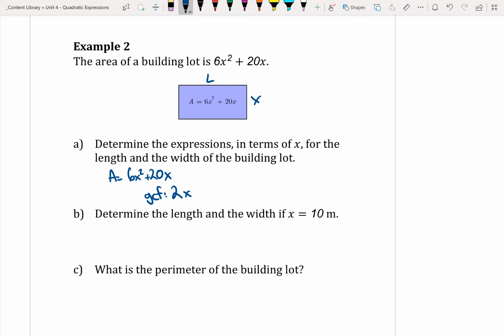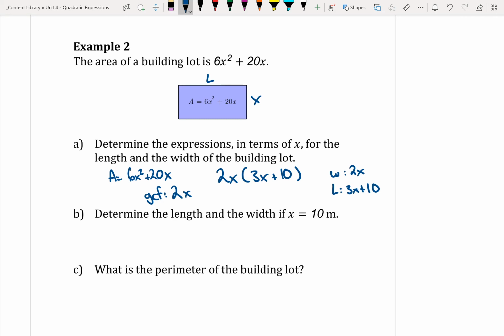So that means I'm going to write my greatest common factor out, 2x, and then in brackets, I'm going to divide the original by 2x. So I'll be left with 3x plus 10. So that means that my width, you could say, is 2x, and my length is equal to 3x plus 10. Again, it doesn't matter which one is which. In the end, it's the same. You can just rotate that rectangle if you want.